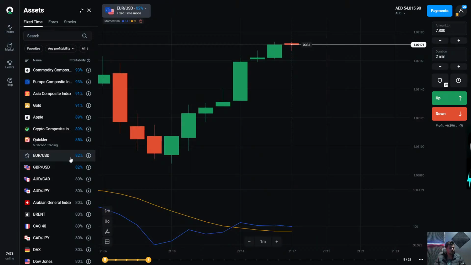Euro USD, which I used in the starting, gives only 82 percent. When I notice they are giving a high percentage rate, I prefer to make the trade on these composite indexes because they give a good benefit. That's why everyone always benefits. Nobody should lose something. Nobody is happy when someone is losing.